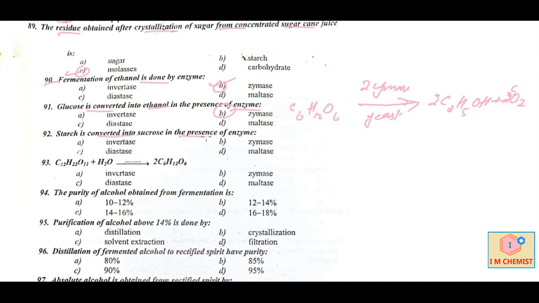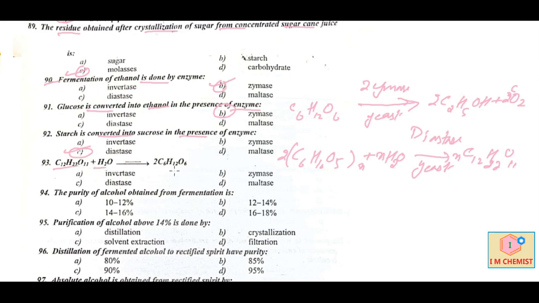Starch is converted into maltose in the presence of which enzyme? So starch, that is (C6H10O5)n. You have to take n number of starch molecules in the presence of n moles of water. It would be converted into maltose, C12H22O11. The enzyme used for this is diastase, and it is produced by yeast. So here the right option would be option number C.